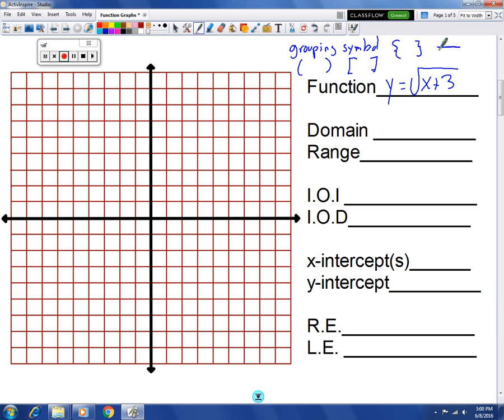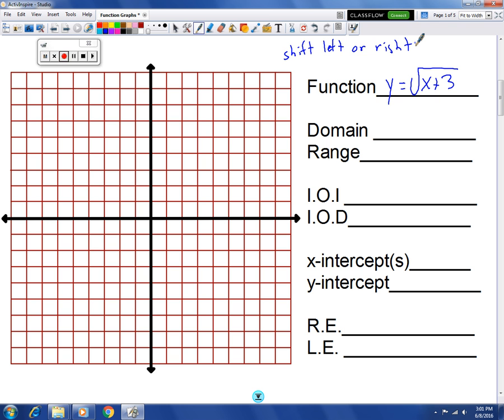The fraction line, like if we have 1 over x plus 3, the fraction line is a grouping symbol. The absolute value signs are a grouping symbol. So the point of all that information is that there's a +3 grouped with the x, and when you have a number that's grouped with x, that means it's a shift left or right.